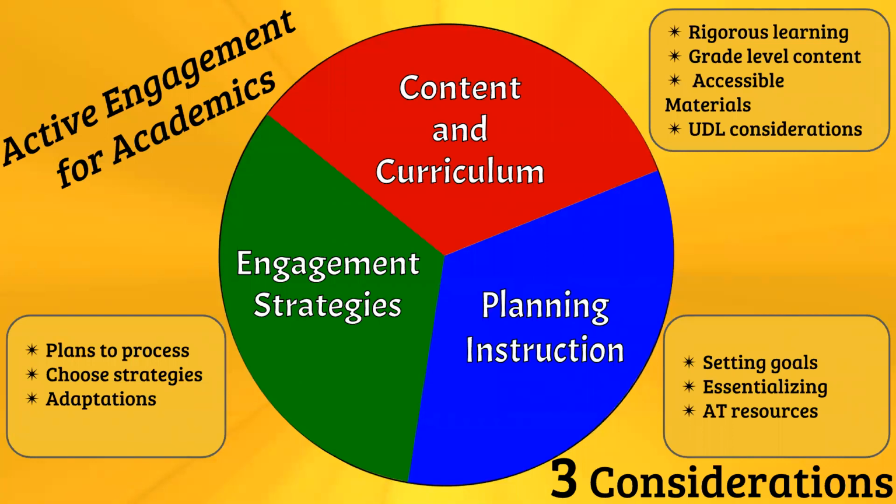When we are planning for active engagement, we can divide academics up into 3 categories. In each of these categories, we can ask and answer some questions to help us target the type of information and activities that will help us engage our students.